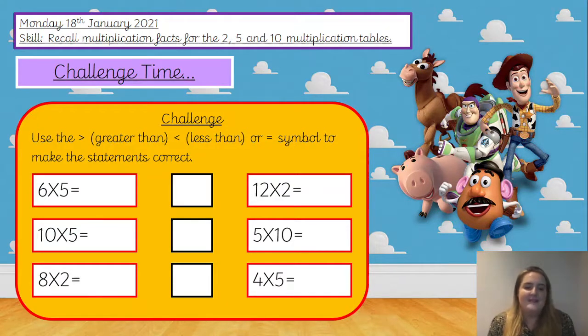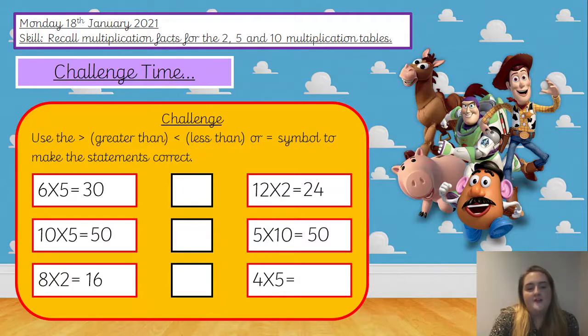Let's see if you've got the same answers then. 6 times 5 equals 30. We've got 10 times 5, so we're going down. 10 times 5 equals 50. 8 times 2 equals 16. 12 times 2 equals 24, 5 times 10 equals 50, and 4 times 5 equals 20. So what do you think will go in the first box? Will it be the greater than, or the less than, or the equal symbol?